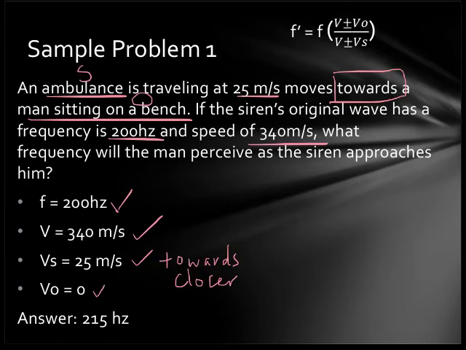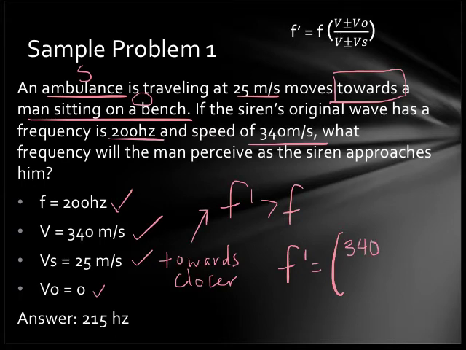So, key thing, since it's moving closer, f prime has to be bigger than f. So when we plug this into our equation, we have f prime equals 340, our Vo is 0, over 340, and then we want to make sure that our f is going to get bigger. Sorry, I forgot to write the f in there, which is 200. So we want to make sure that 200 is going to be multiplied by something greater than 1, because that'll make it bigger than 200.